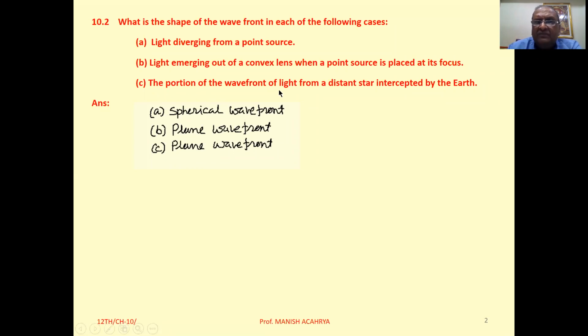C. The portion of the wavefront of light from a distant star intercepted by the Earth. A point source gives you the spherical wavefront. So the star will produce the spherical wavefront. But when it reaches the surface of the Earth, the wavefront is tremendously large. So for that tremendously large spherical surface, if we consider a small portion at any point, then that will also be a plane one. So in C also the answer is plane wavefront. Clear?